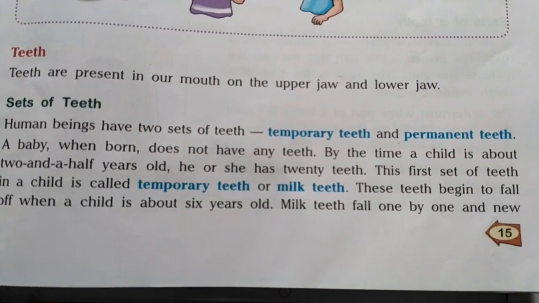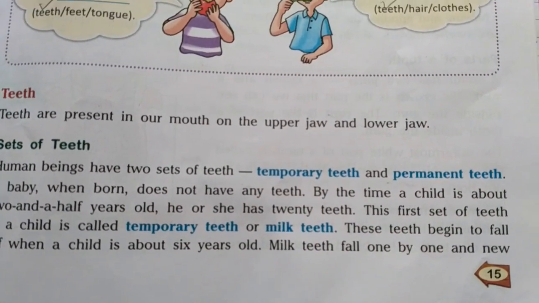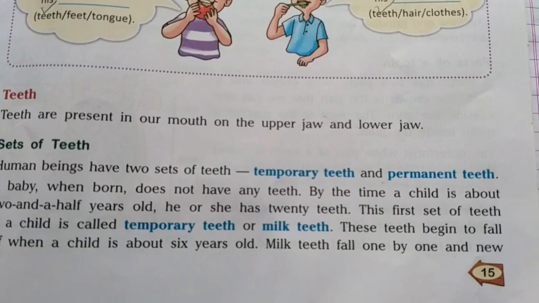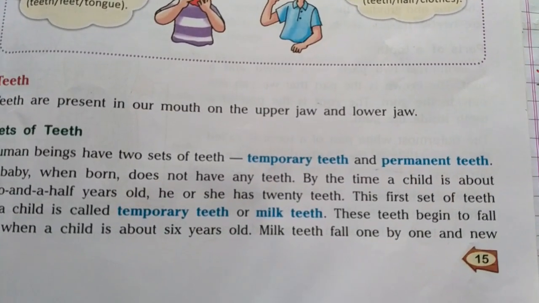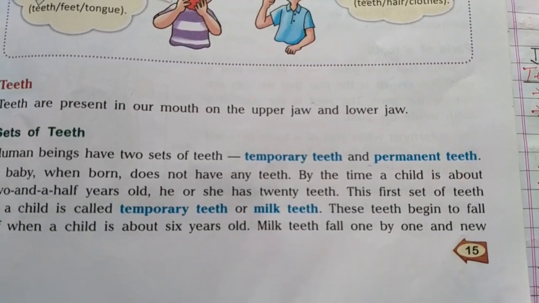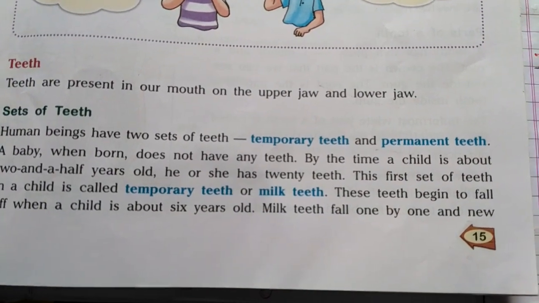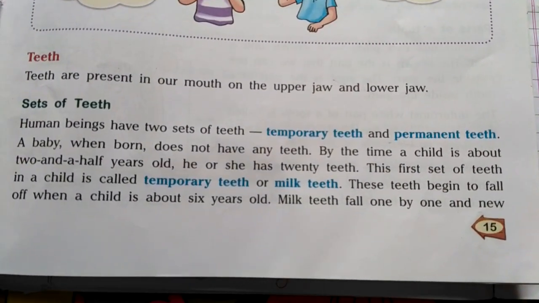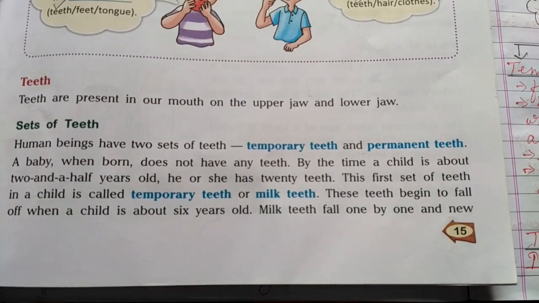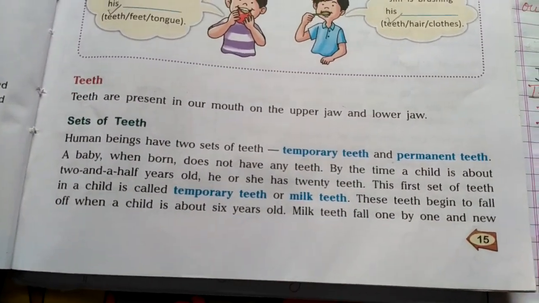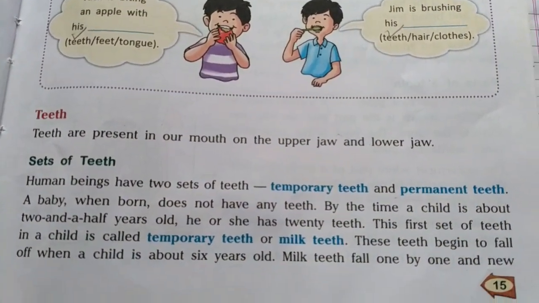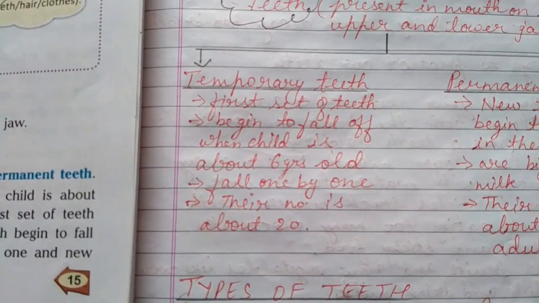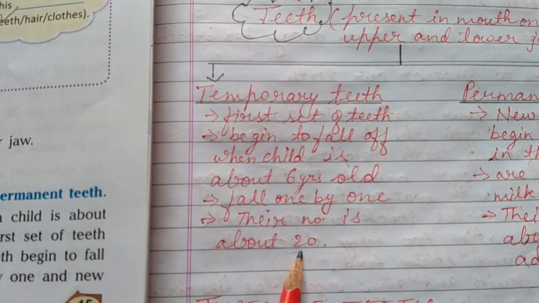What is the meaning of permanent? Permanent means which will last forever or for a longer period of time, and temporary means only for few times, only for some time. So the first set of teeth which grows inside the baby's mouth, that is called temporary set of teeth, and it is about 20 in number.